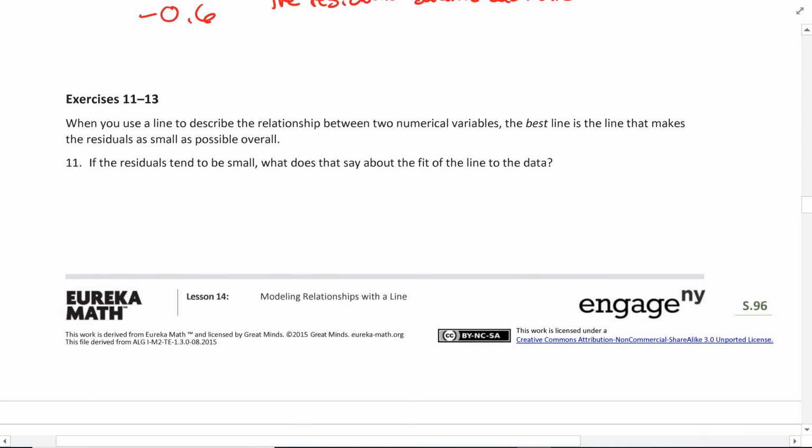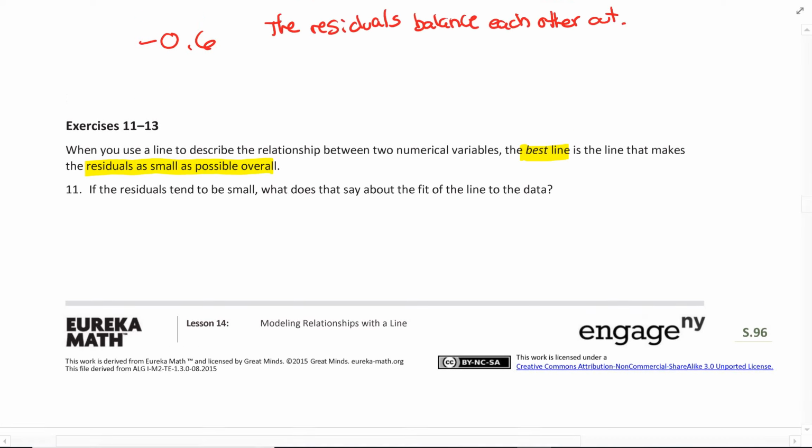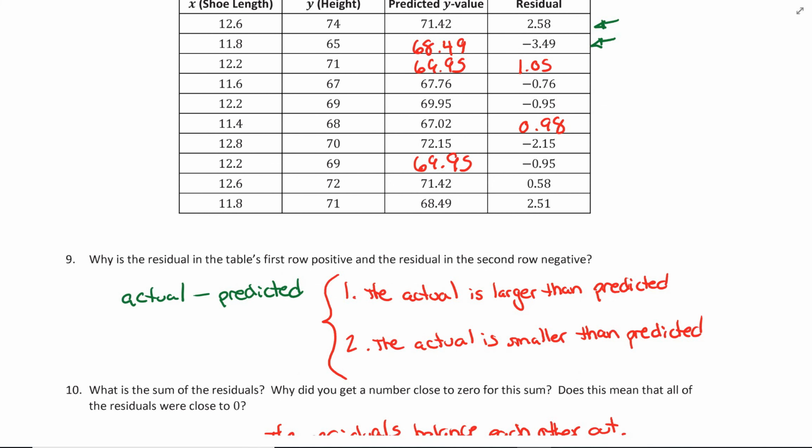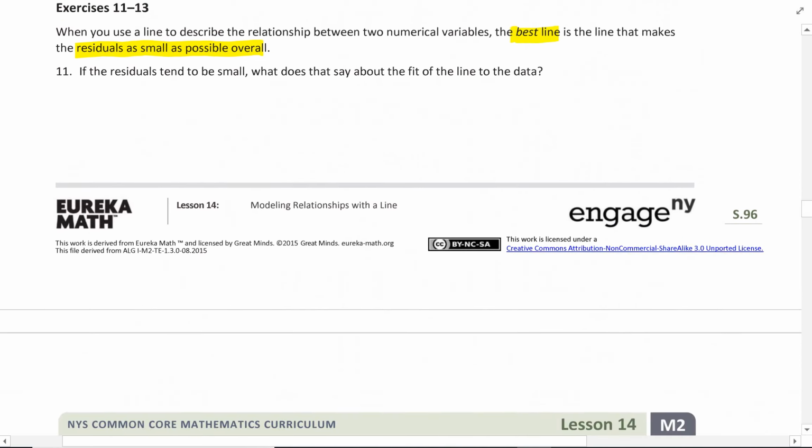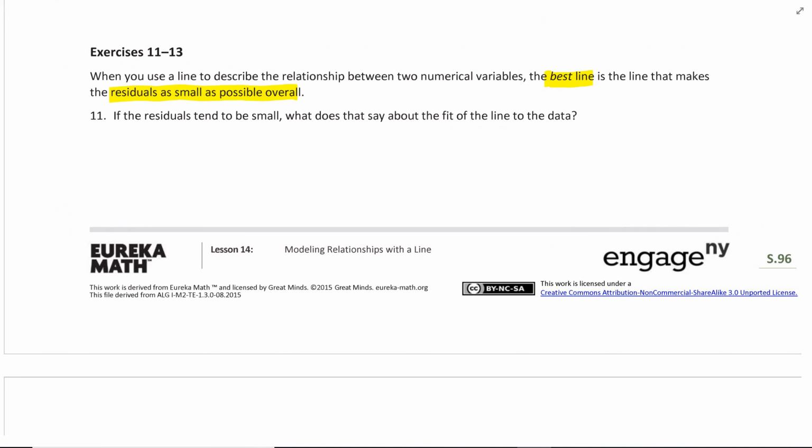When you use a line to describe the relationship between two numerical variables, the best line is the line that makes the residuals as small as possible. And again, best line is also called the line of best fit. So it says, if the residuals tend to be small, what does that say about the fit of the line to the data? Again, the smaller the residuals, that means the shorter the distance between the predicted and the actual. The shorter the distance, it then implies that our line is super close to the coordinates. If our line is super close to the coordinates, that means this line is pretty good. It's a pretty good fit.